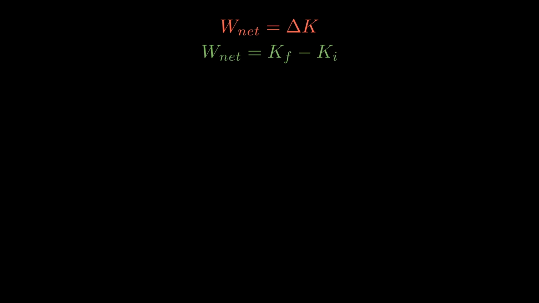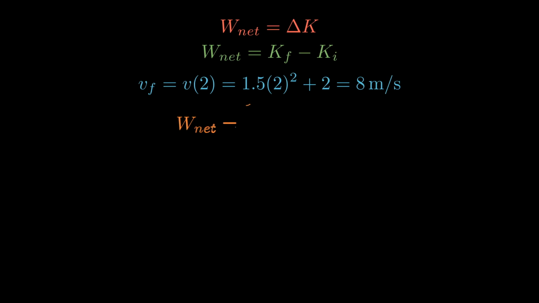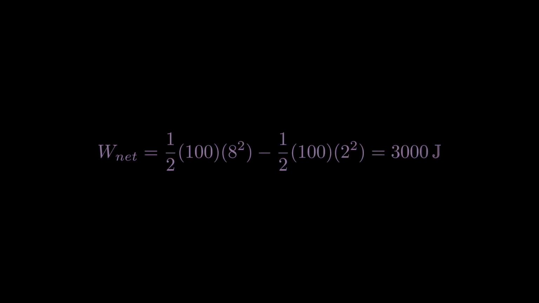So we substitute in 2 for the time to find the final velocity at 2 seconds. And we get that it's 8 meters per second. And now we can substitute in 0 into our expression for velocity to find that the initial velocity is 2 meters per second. So now we do 1/2 times 100 times 8 squared minus 1/2 times 100 times 2 squared. And we can simplify this to get 3000 joules, which is the net work done.